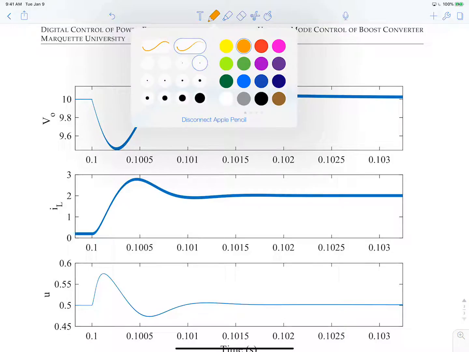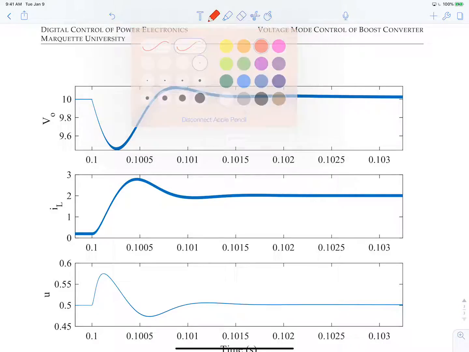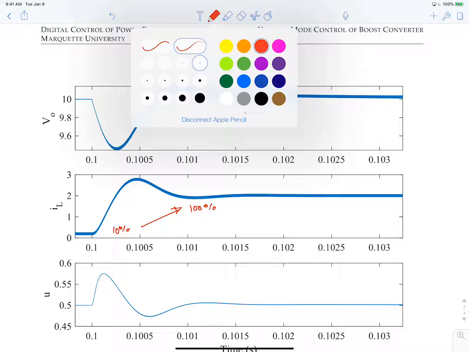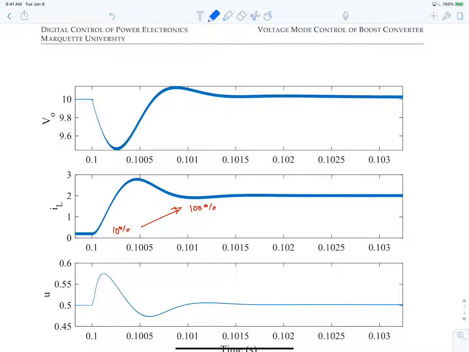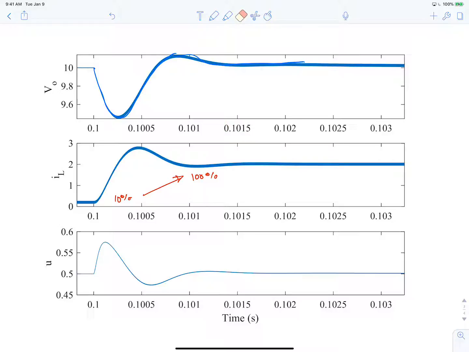This is in continuous time. You can see what happens here is we have a transient from 10% to 100% load. And what happens here is our output voltage initially dips down and then starts to come up, overshoots a little bit and settles down. In this case, we settled down, and where we have this in seconds, you can see it's about 1 millisecond approximately, so 0.1 to 0.101.